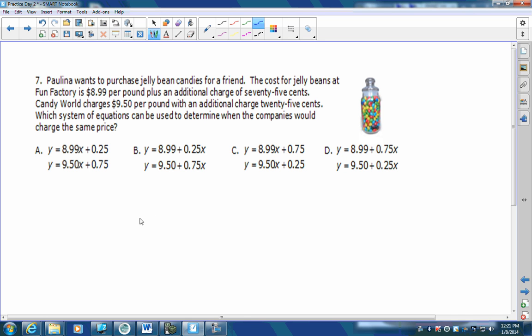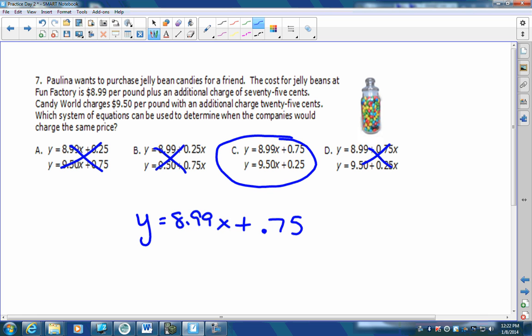One of them, Fun Factory, starts and it charges $8.99 per pound with an additional charge of 75 cents. It's not B that has the 75 with an X. This isn't right. It says 8.99 plus 0.25. This one has a 75 with the X. C would be the correct answer.